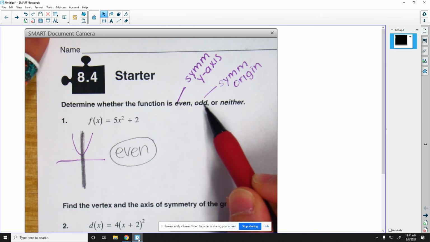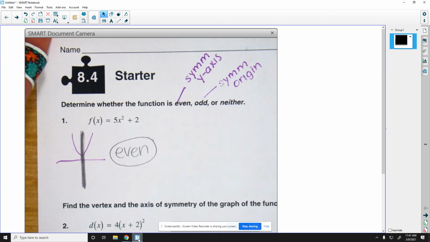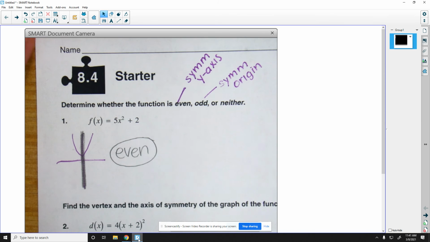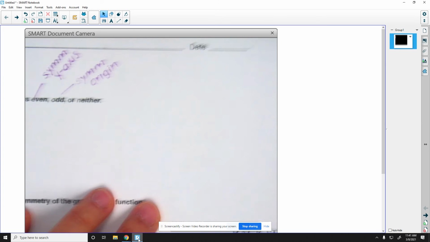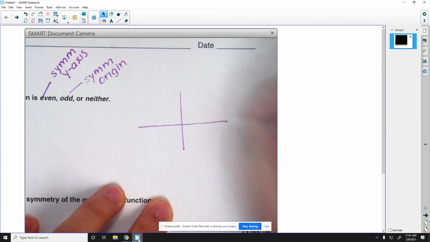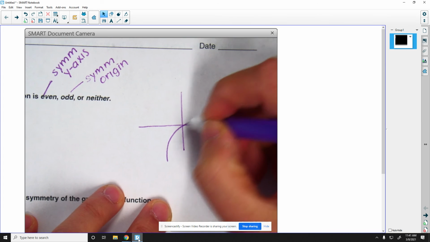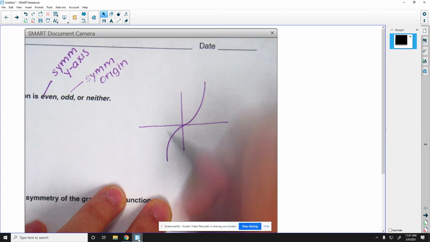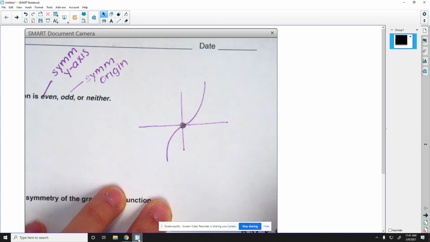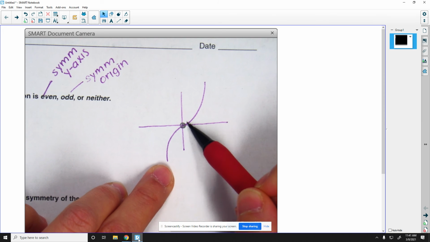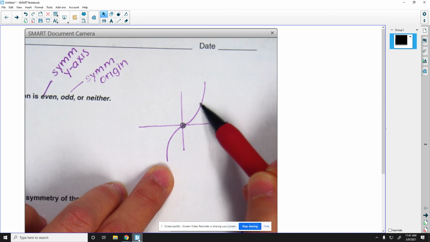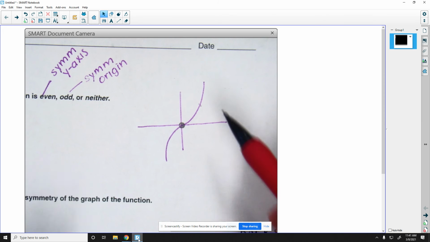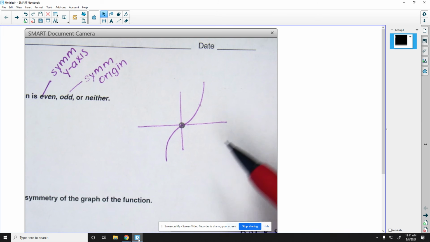And let me show you what symmetric about the origin would look like. Okay, so for example, I'm just going to show you a different example so you see what symmetric about the origin looks like. If I have a picture that looks like this, symmetric about the origin means here's the origin. If I were to fold this and flip it across this point, it would go onto here. And I feel like some of you can't visualize it. Some of you might be like, no, that doesn't make sense. And some of you might be like, yes, it does.